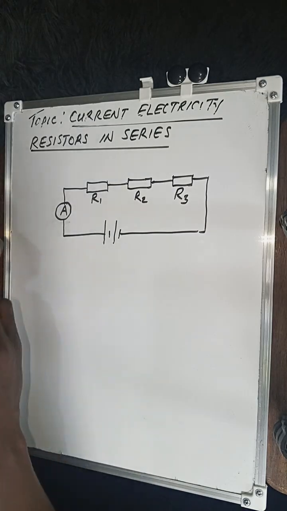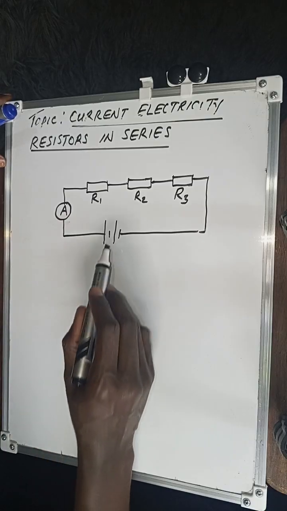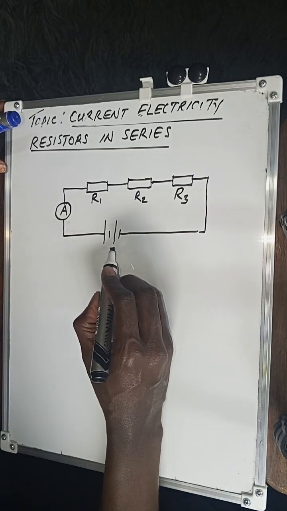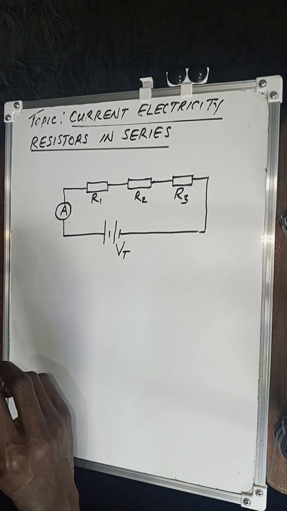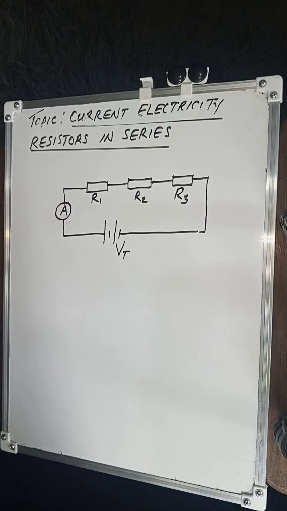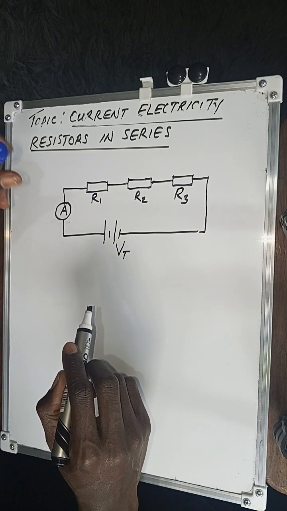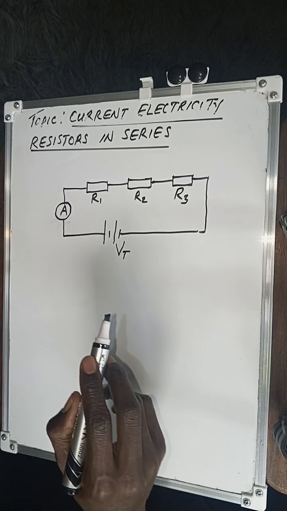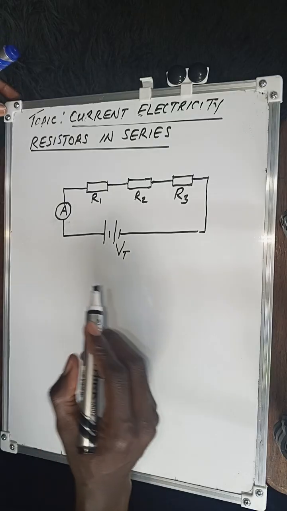Well, say the three resistors are connected to that, you remember that's an ammeter, and the total voltage from the source, let me just call it V total. How do you get the total resistance in the circuit? Now, I want you to take note, the total resistance is sometimes called the effective resistance, or we can say the equivalent resistance. That's what they can say.